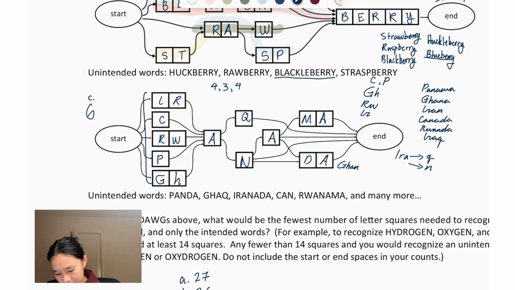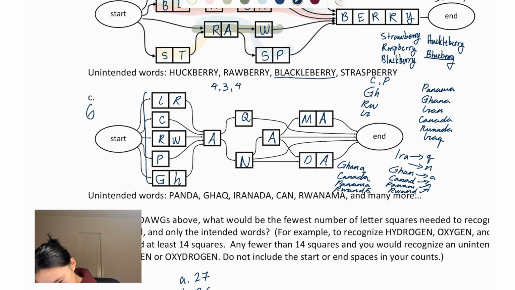So we have Ghana and Canada, Panama, and Rwanda. And these 4 all end in A, so I think that would be fine if they overlap. Because after the A, there's just the end, so that won't cause any issues with unintended words.